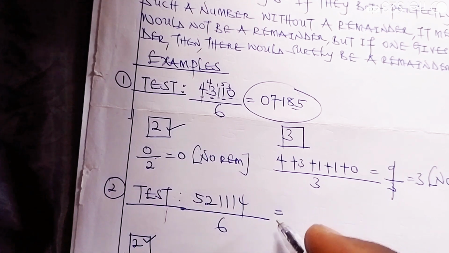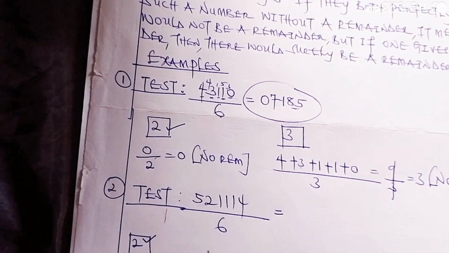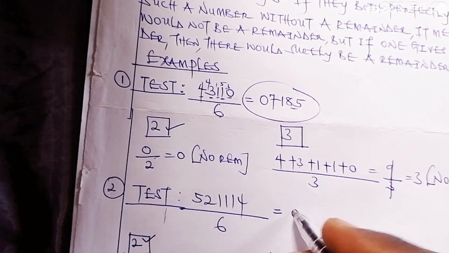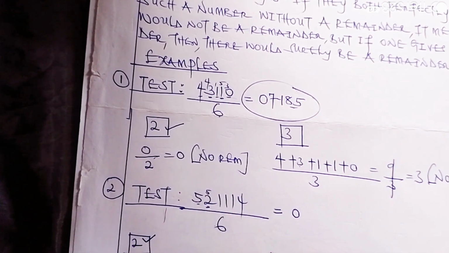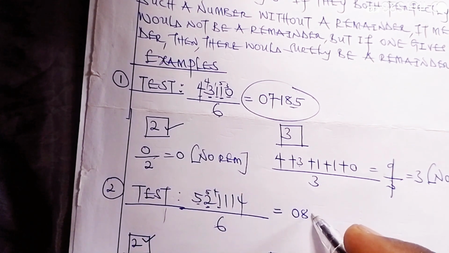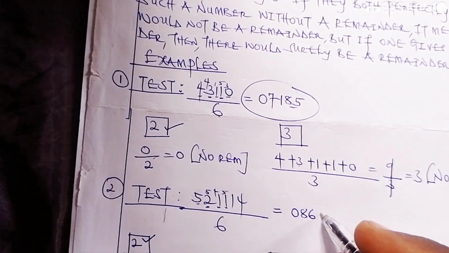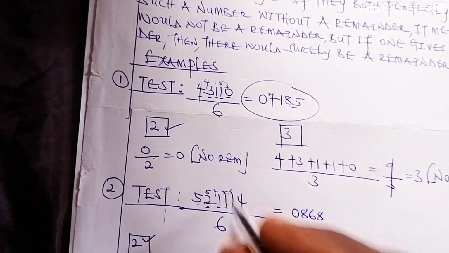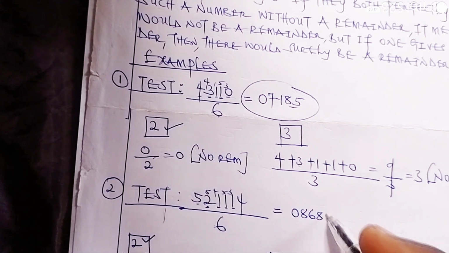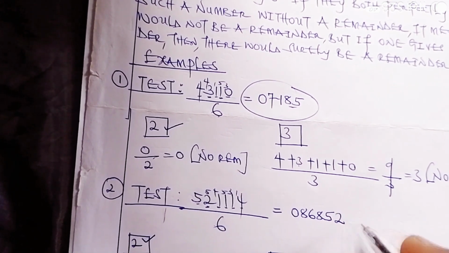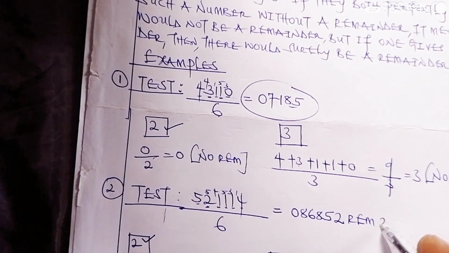So let's confirm, let's divide and see if this is 100% correct. We're going to be doing our one-on-one division, as said. 6 in 5 is 0, remainder 5. 6 in 52, 6 times 8 is 48, remainder 4. 6 in 41, 6 times 6 is 36, remainder 5. 6 in 51, 6 times 8 is 48, remainder 3. 6 in 31, 6 times 5 is 30, remainder 1. 6 in 14, 6 times 2 is 12, remainder 2.